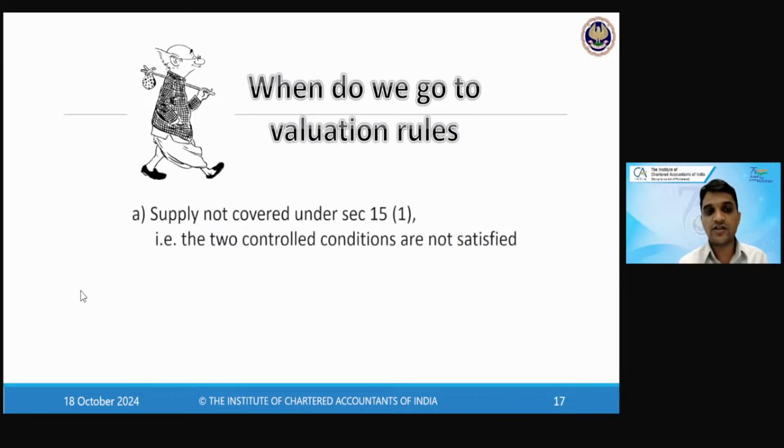So when will we go to valuation rules? Supply is not covered under section 15.1. That is, the two control conditions are not satisfied. What are those two control conditions?